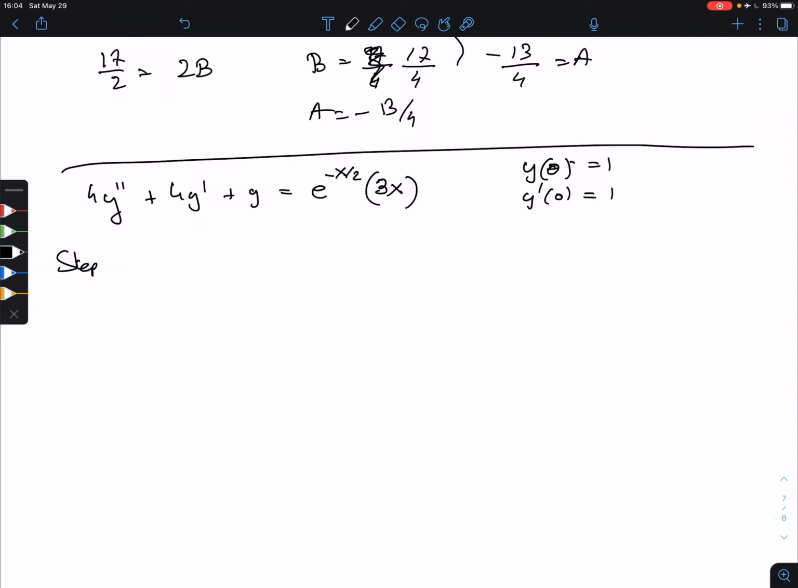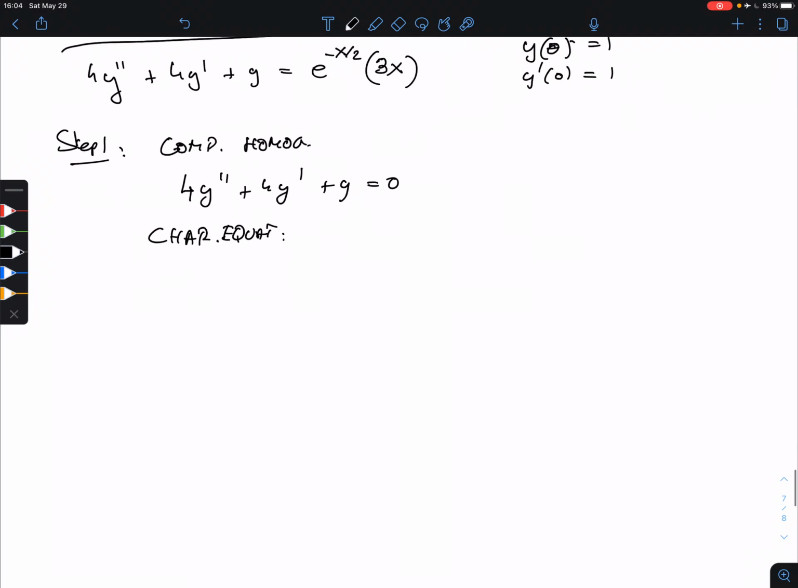So, okay. Let's work on this one. Step 1. Complementary homogeneous. Okay, that is 4y double prime plus 4y prime plus y equals 0. Well, that has a characteristic equation that will determine the solution. That is 4t squared plus 4t plus 1 equals 0. Now we have to factor this. You can use the quadratic formula, but you can factor here with the AC method. You take two numbers that multiply to 4 and add up to 4. That is 2 and 2.